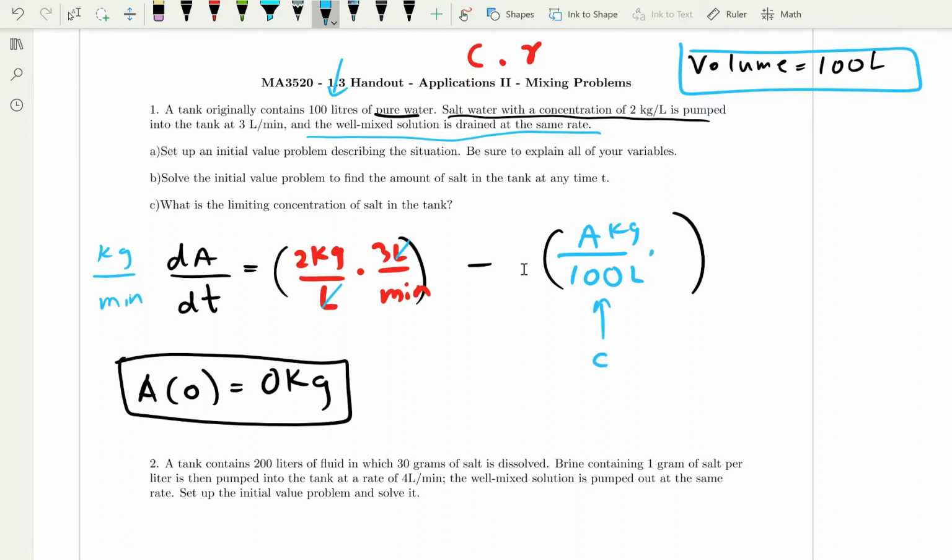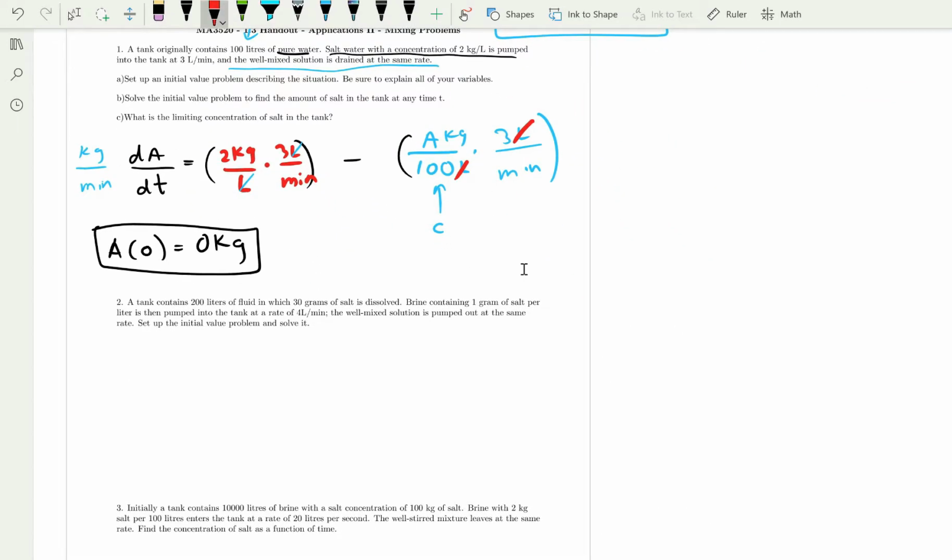Now you have to multiply it by the rate. It goes out at the same rate, 3 liters per minute. So the liters cancel out, and we get kilograms per minute. We are good with the units. We have the correct units.